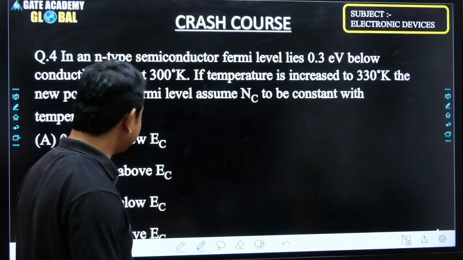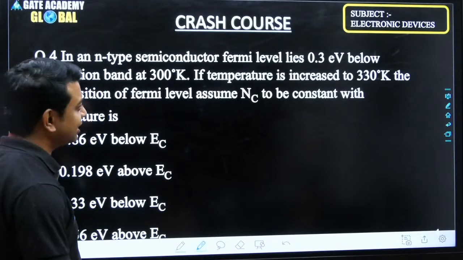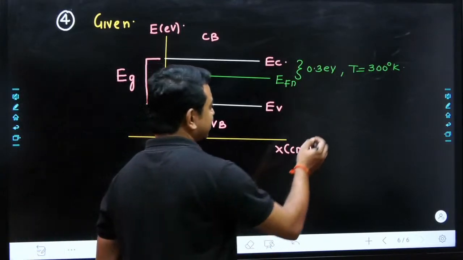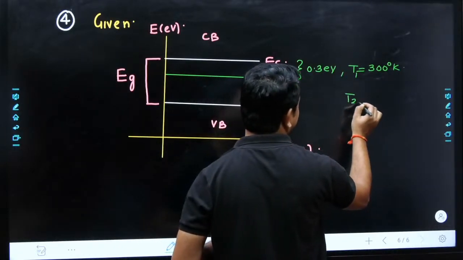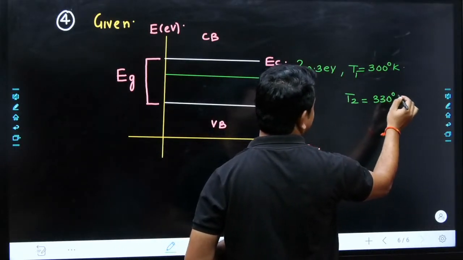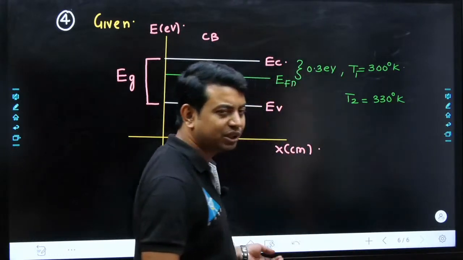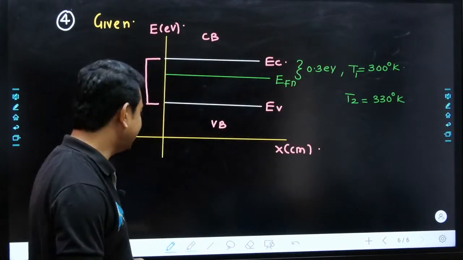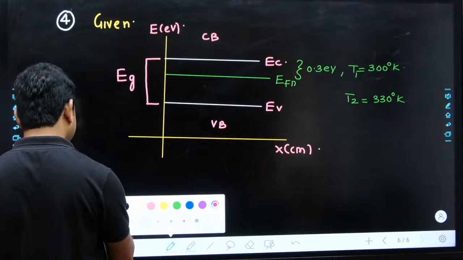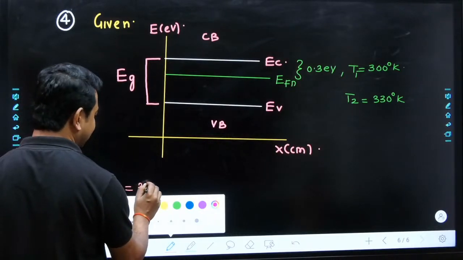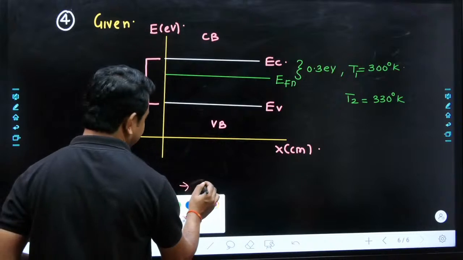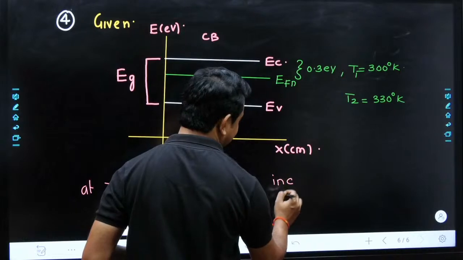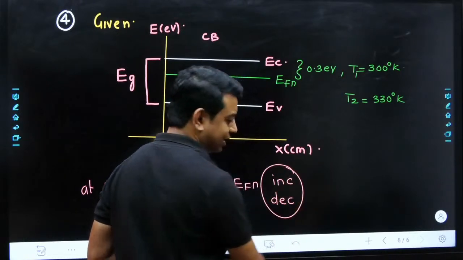So, now the temperature has been increased. So how much is the temperature increased? 30 degrees. Additionally, we have added 30 degrees Kelvin to this temperature. So suppose this is temperature T1, then we are talking about temperature T2, which is equal to 330 Kelvin. Then without doing any calculation, can you tell me whether this particular difference will increase or decrease? That is, at T2 equal to 330 Kelvin, the difference between EC minus EFN will increase, okay, or decrease. Tell me this one first thing. It will increase or decrease?